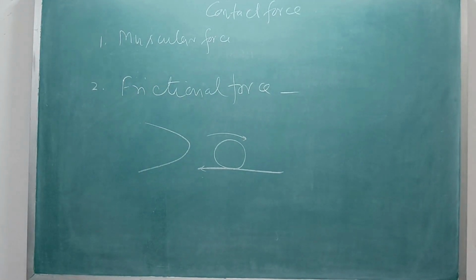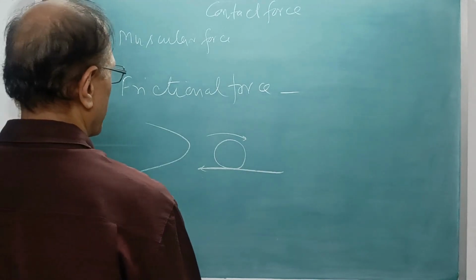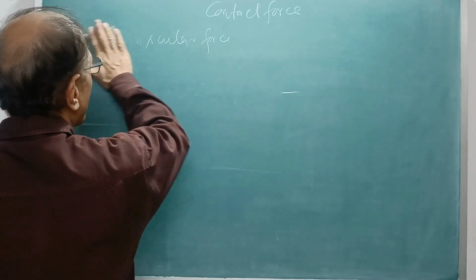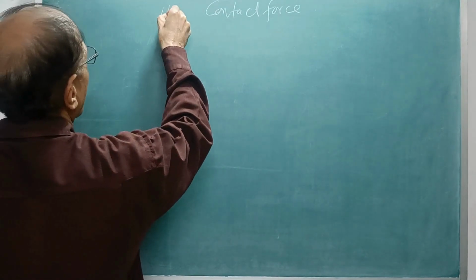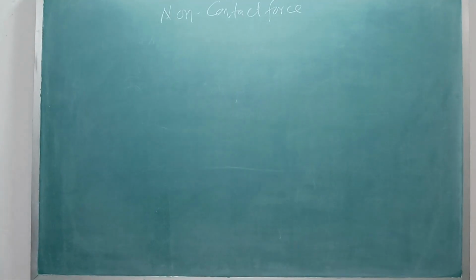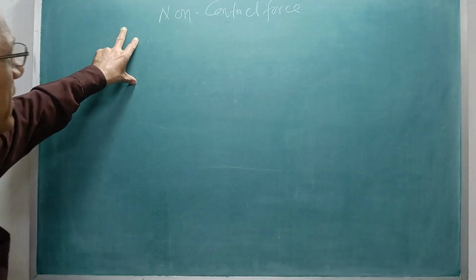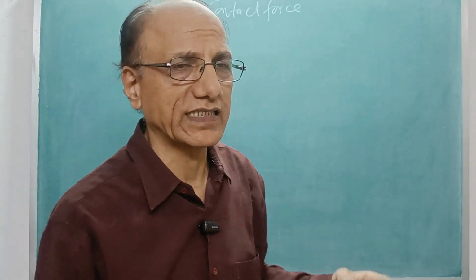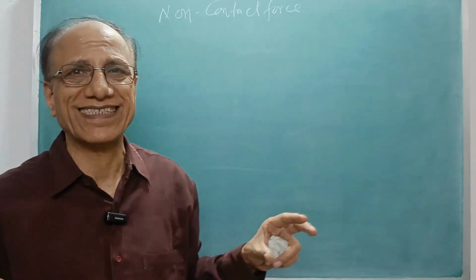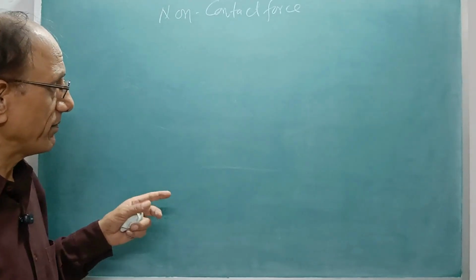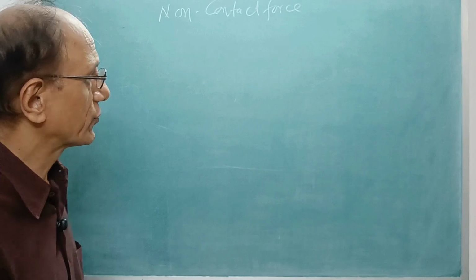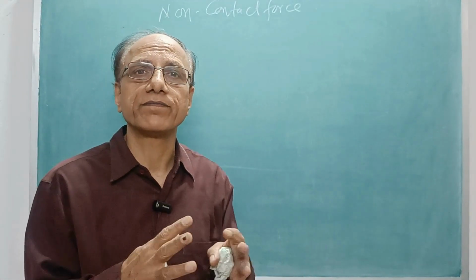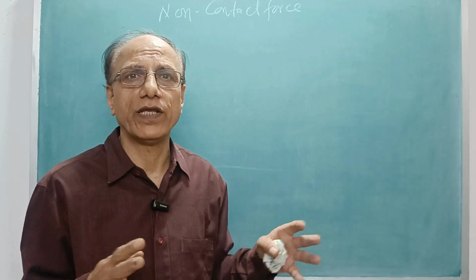Now there are certain other forces which are known as non-contact force. So non-contact force means where the force between the two objects is in such a manner they are not touching each other. So the example of this is the sun is attracting the earth. So sun and earth are not in contact, but they are pulling each other.